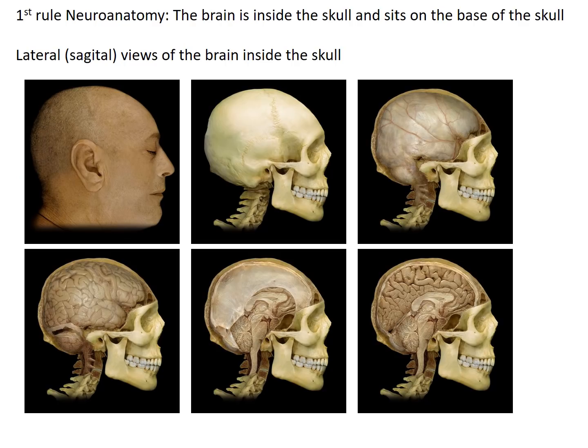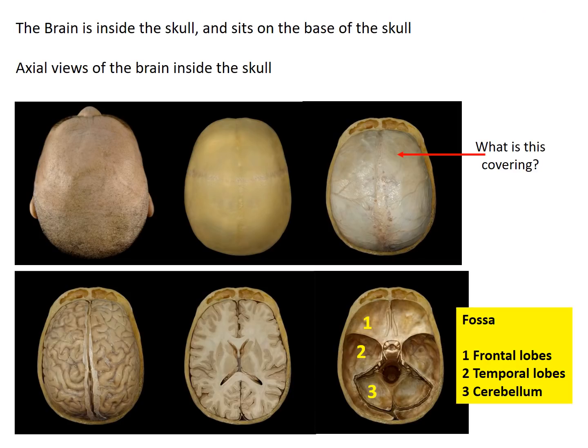All right, let's do our first rule of neuroanatomy. The brain is inside the skull and sits on the base of the skull. So here we have a cadaver, and we're going to take away skin, muscle, and connective tissue. We're going to take away the bone. We're going to take away the outer dura, the outer meninge, and then we're going to see the brain there inside the skull. So first rule of neuroanatomy, the brain is inside the skull.